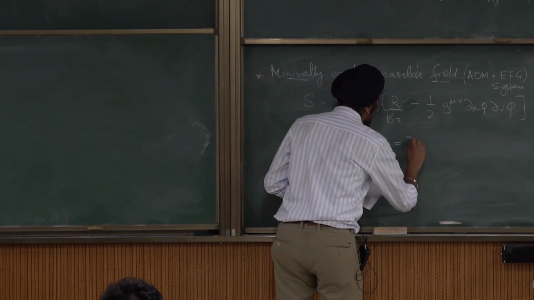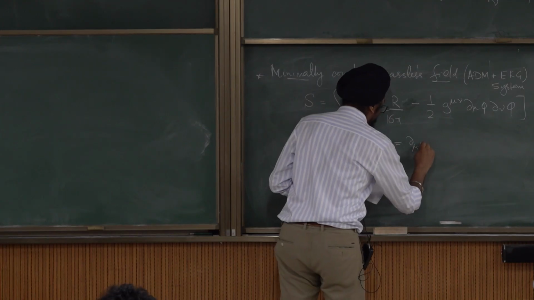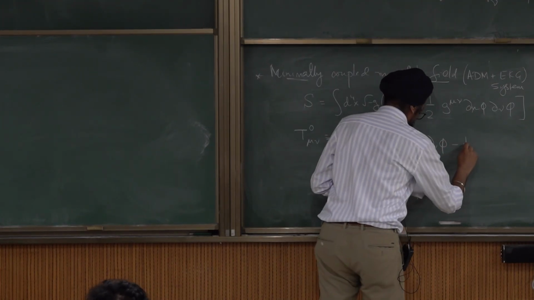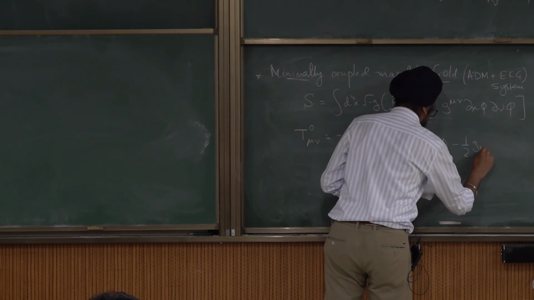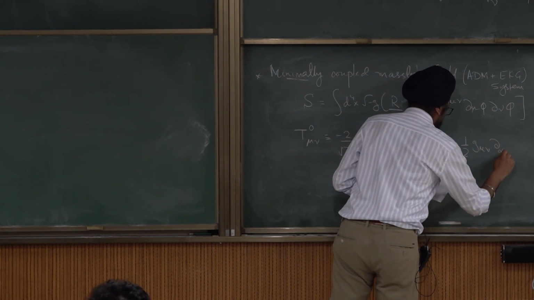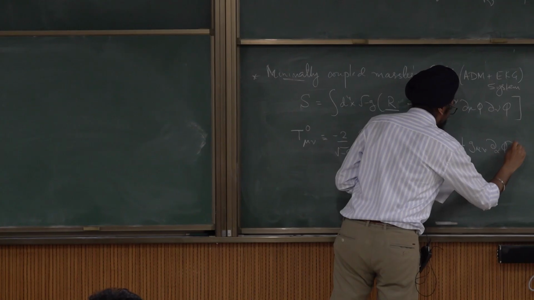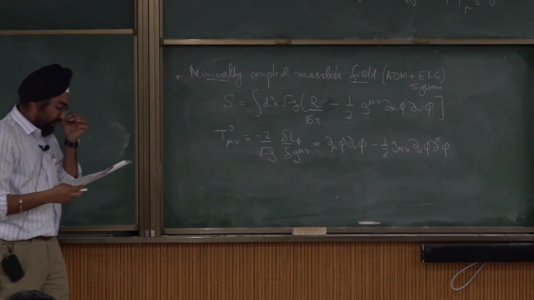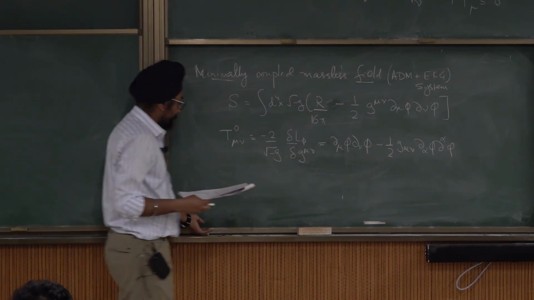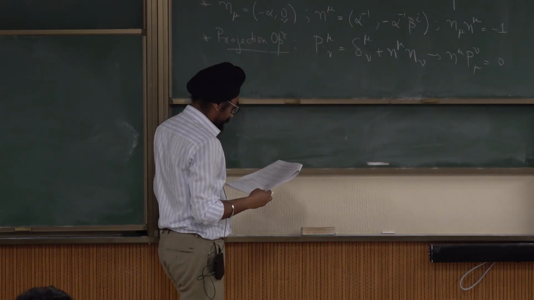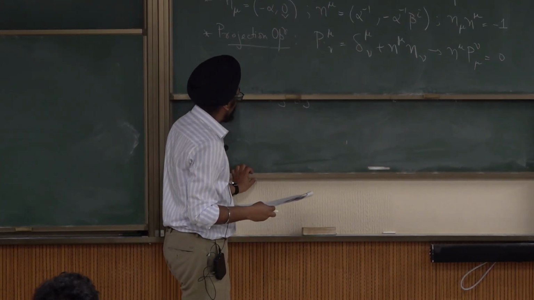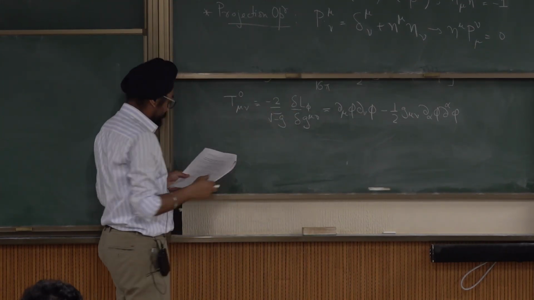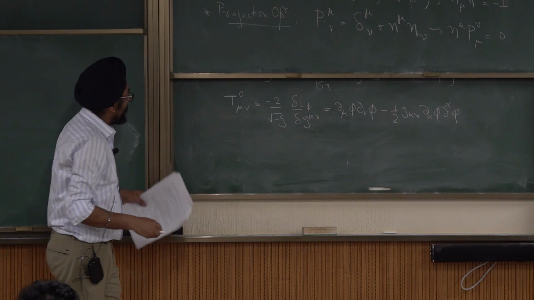So this is del_mu phi del_nu phi minus half g_{mu nu} del_alpha phi del^alpha phi. Okay, that's simple. So you have the Lagrange density for the field which is specified for you.